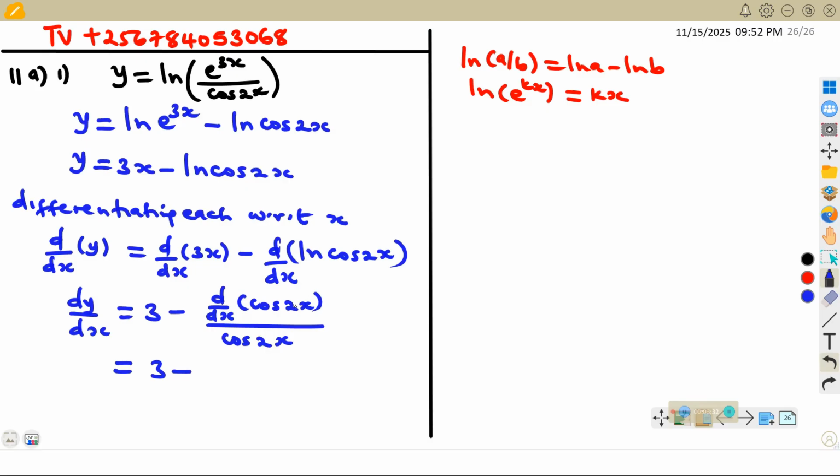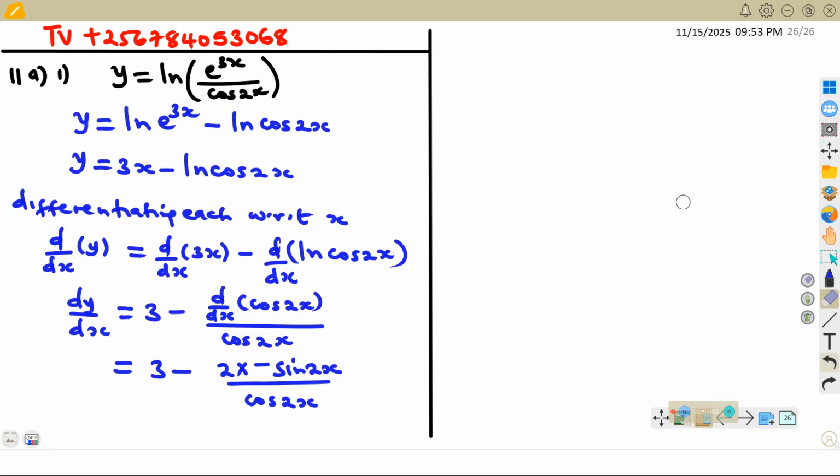The derivative of cos 2x will be: differentiate 2x, which gives you 2, and then multiply by the derivative of cos, that is negative sine, then return the same angle, 2x. We are dividing this by cos of 2x. So this simplifies to give us 3 plus 2 sine of 2x divided by cos of 2x.